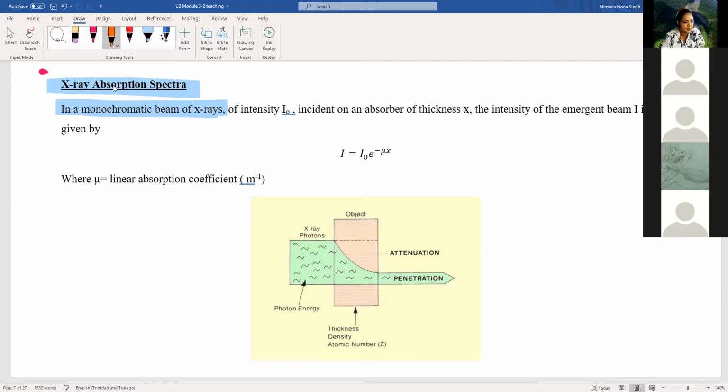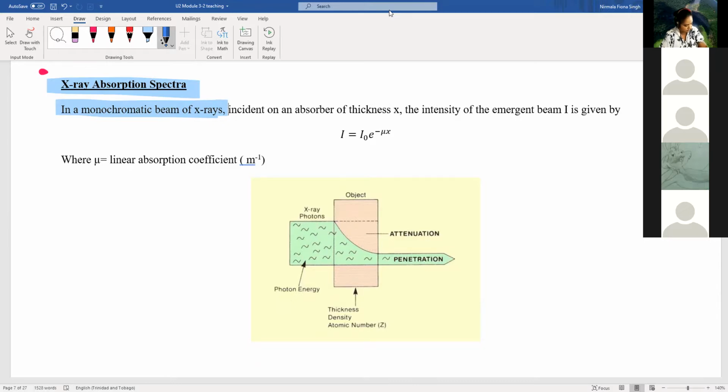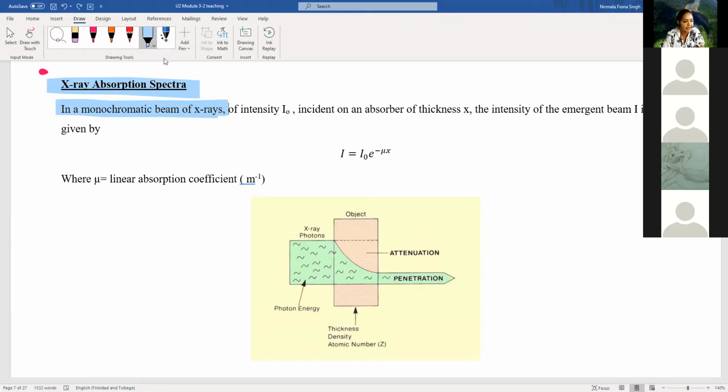So in a monochromatic beam of X-rays of intensity I naught, you all know anything with subscript naught means initial value, starting value, or value at time zero. Of intensity I naught, incident on an absorber of thickness x, the intensity of the emergent beam I is given by the equation I is equal to I naught e to the minus mu x.